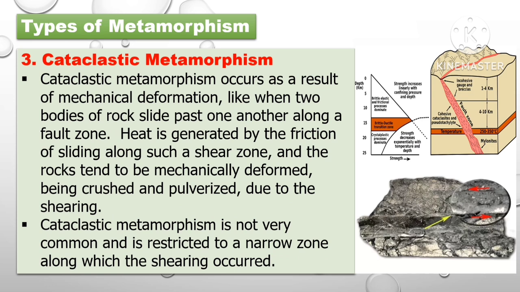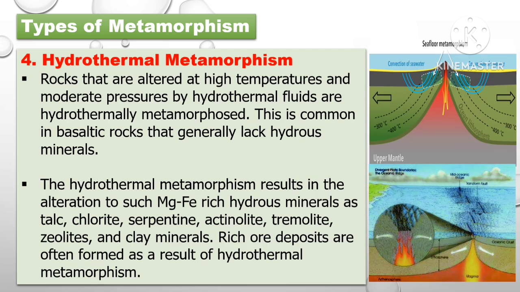Another type of metamorphism is cataclastic metamorphism. It occurs as the result of mechanical deformation, like when two bodies of rock slide past one another along a fault zone. Heat is generated by the friction of sliding along such a shear zone, and the rocks tend to be mechanically deformed, being crushed and pulverized due to the shearing. Cataclastic metamorphism is not very common and is restricted to a narrow zone along which the shearing occurred.